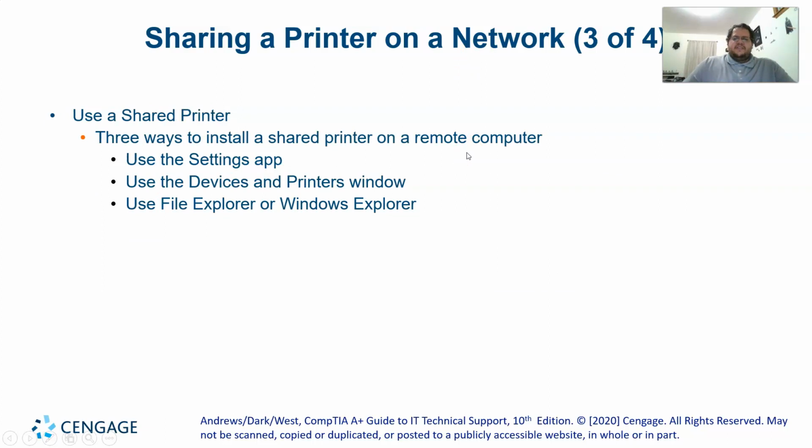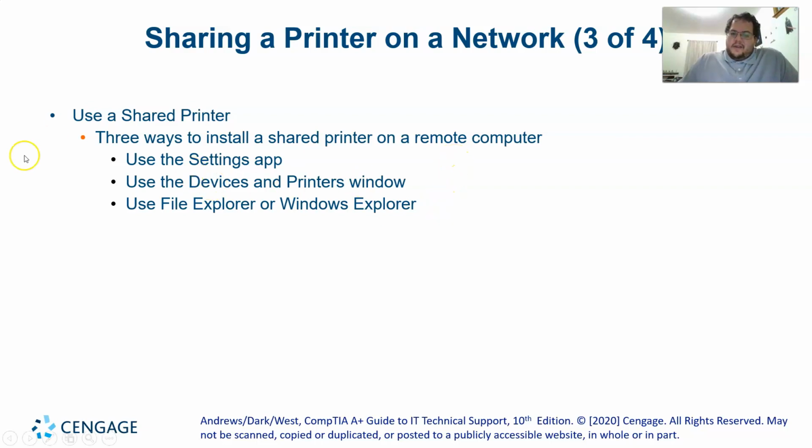To install a shared printer, you could go to the Settings app. You could go to Devices and Printers and just use the name of the printer when you're installing it. Or you could just go to File Explorer. Type backslash backslash, the computer name, and it can show you a list of all the shared items, and you just click on the printer and install it that way.